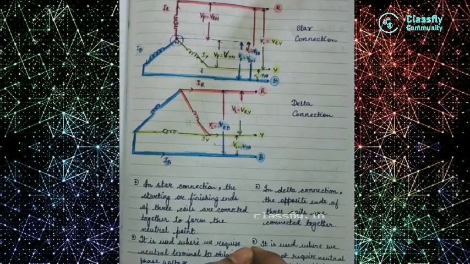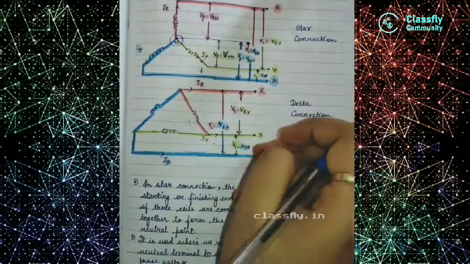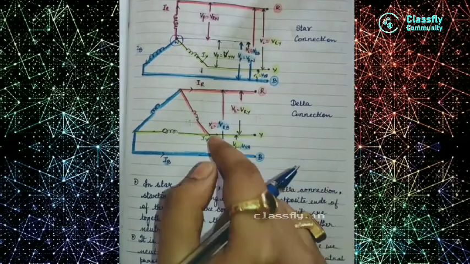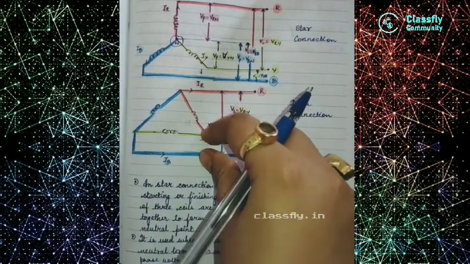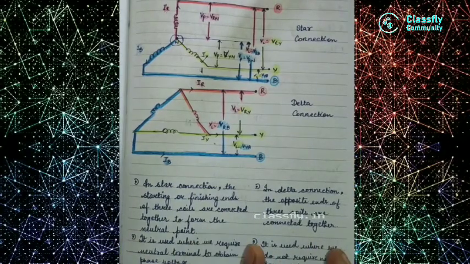We can directly obtain it by VRY, from this point to this point. If I take R and Y, it will be VRY as my phase voltage; for Y and B it will be VYB as my phase voltage; and for R and B it will be VRB as my phase voltage. So this is what star connection and delta connection are.